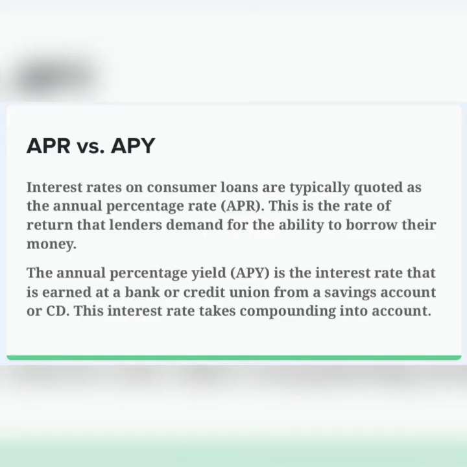APR versus APY. Interest rates on consumer loans are typically quoted as the annual percentage rate, APR. This is the rate of return that lenders demand for the ability to borrow their money. The annual percentage yield, APY, is the interest rate that is earned at a bank or credit union from a savings account or CD. This interest rate takes compounding into account.